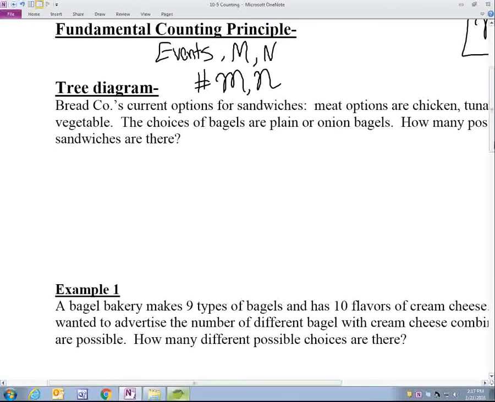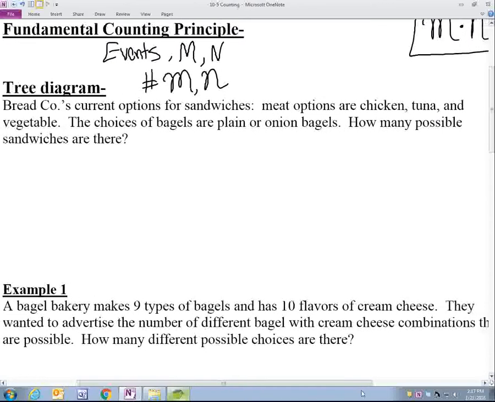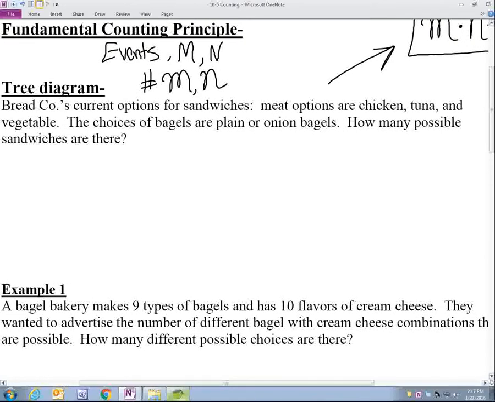Okay. Did you guys get this thing here? Anybody not get that? Let me rephrase. Good. Breadco's current options for sandwiches are, you have meat options that are chicken, tuna, and vegetable. Now, somebody's like, well, vegetable isn't a meat. Well, it's a meat option, not a meat. So the lack of meat as an option is vegetable. The choice of bagels are plain or onion bagels. How many sandwiches are there?